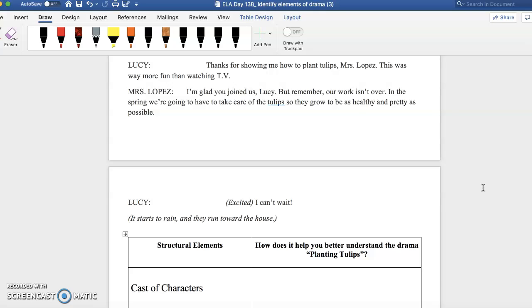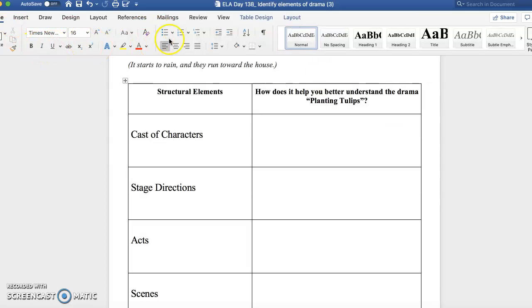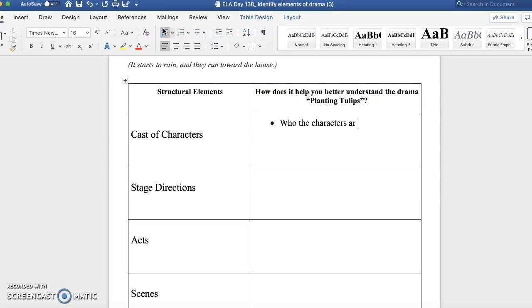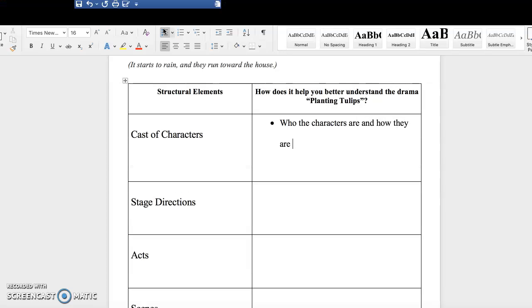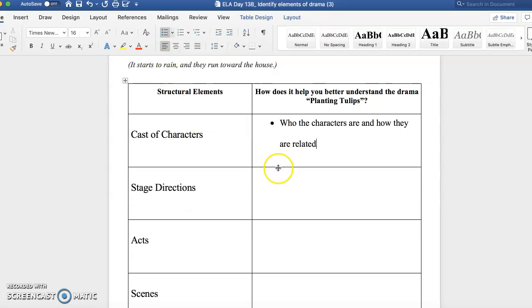It starts to rain, and they run towards the house. So, guys, let's go ahead and write in our box what we discovered about the different poetry elements. So, how does the cast of characters help you understand the drama better? We know that the cast of characters helps us to know who the characters are and how they are related. Okay? We're just going to move that up a little bit.